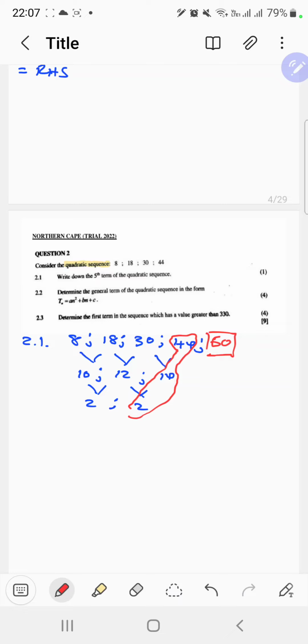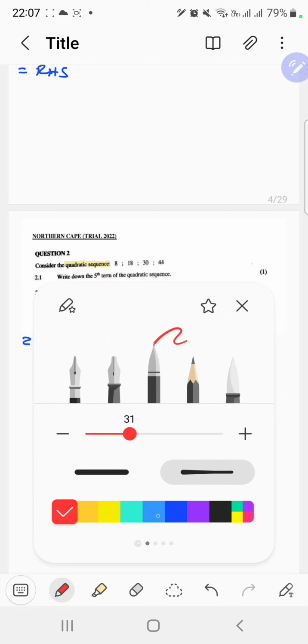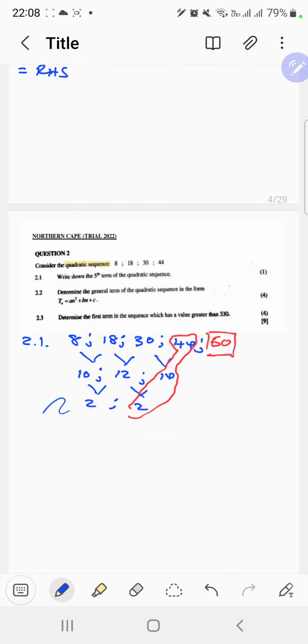So I'm sure it is sorted, but you may want to answer down here, say therefore T5 is equal to 60. Okay, not a problem. 2.2 says determine the general term of the quadratic sequence in the form Tn equals an squared plus bn plus c, which is standard form. Alright, so you need to focus on these folks here.